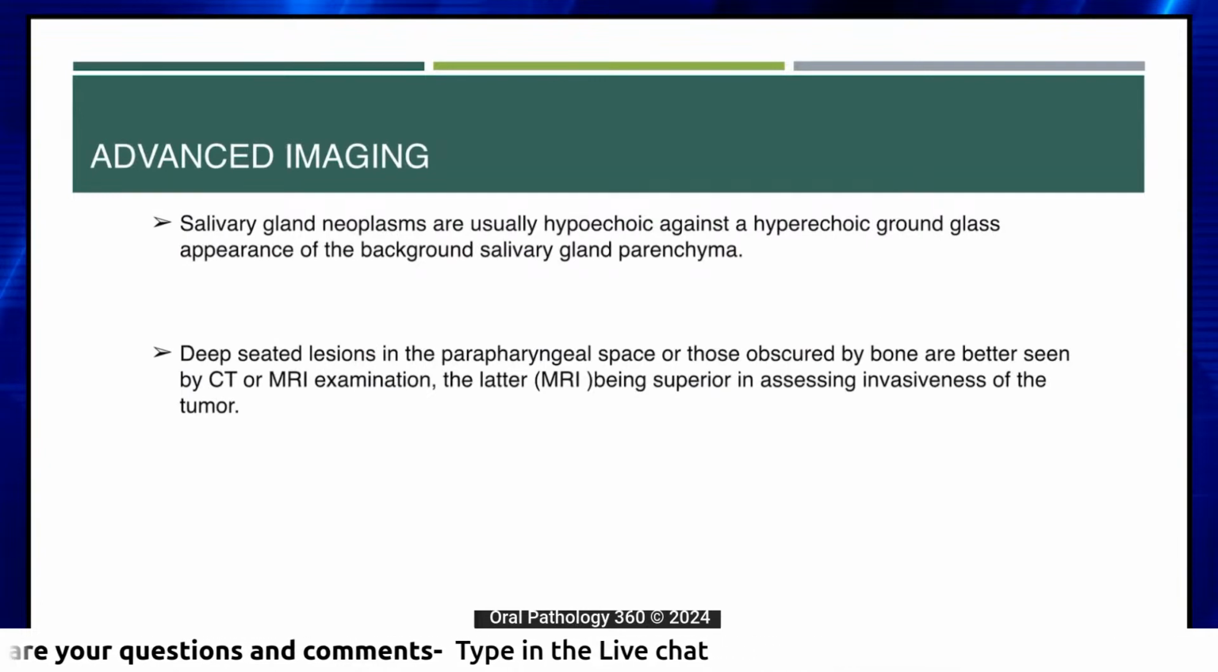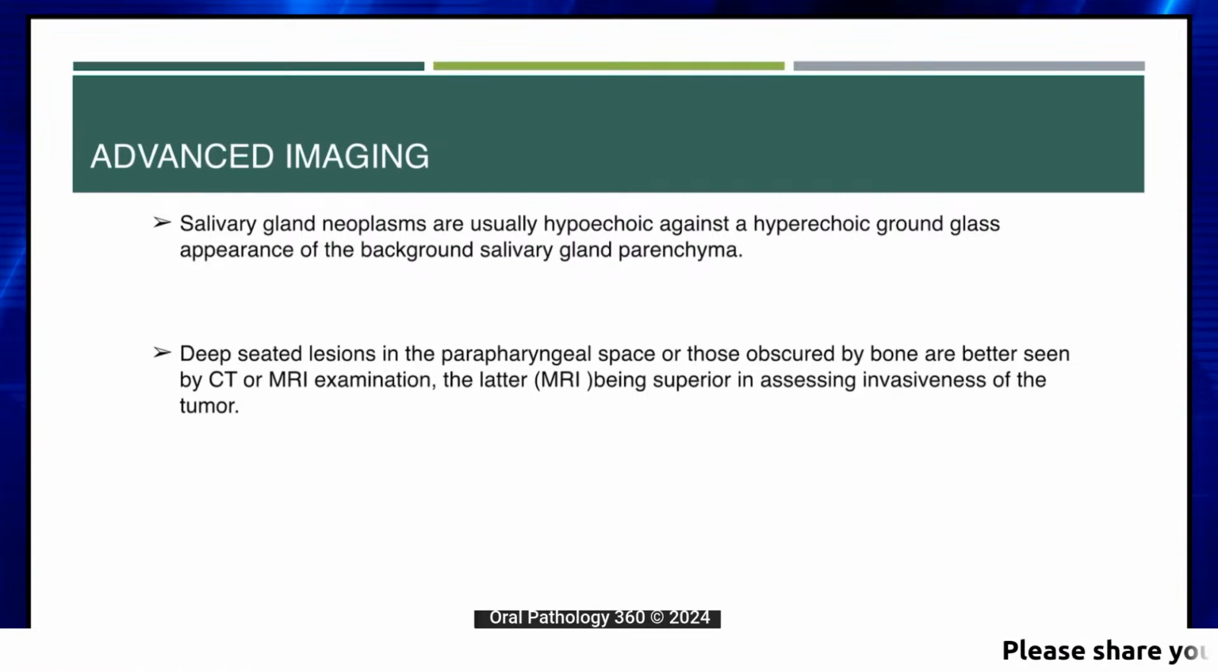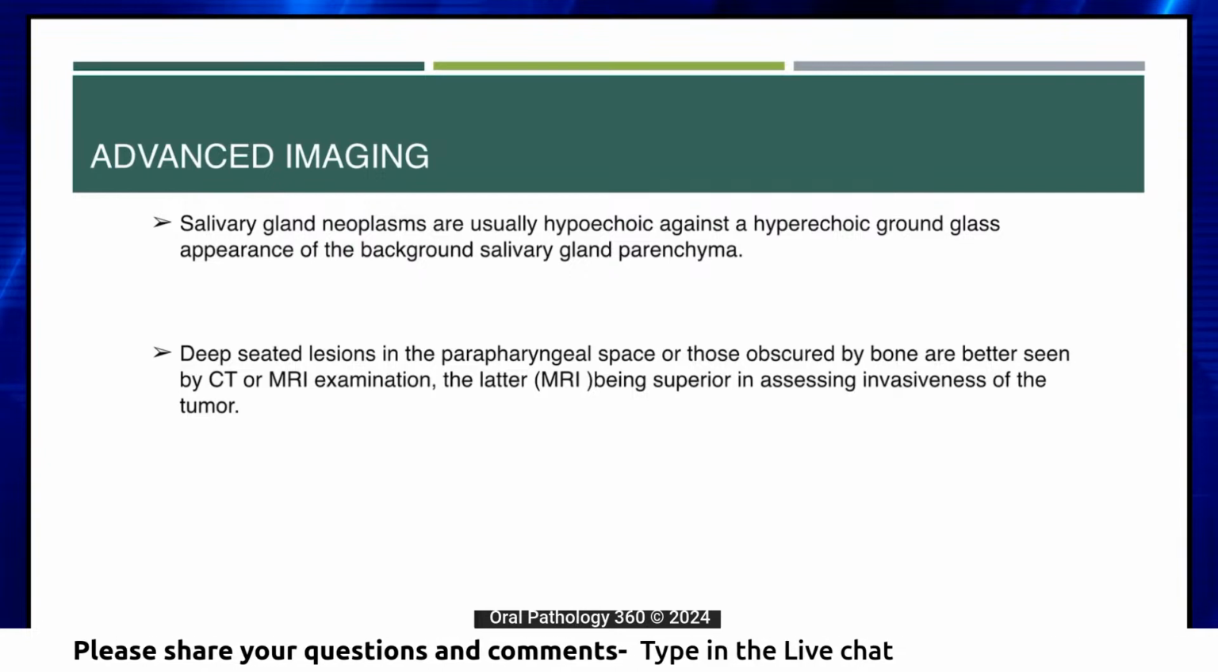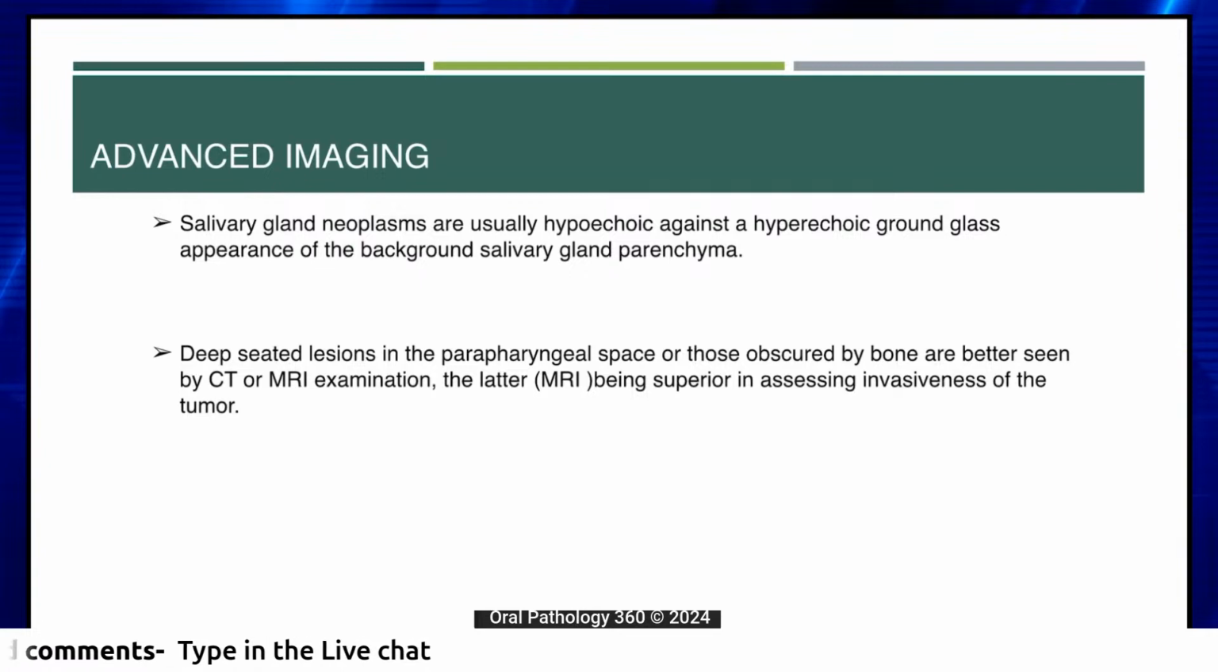Salivary gland neoplasms typically appear hypoechoic against the hyperechoic background of the salivary gland parenchyma. For deep-seated lesions or those obscured by bone, CT or MRI examinations are more effective. MRI in particular excels in evaluating the invasiveness of a tumor.